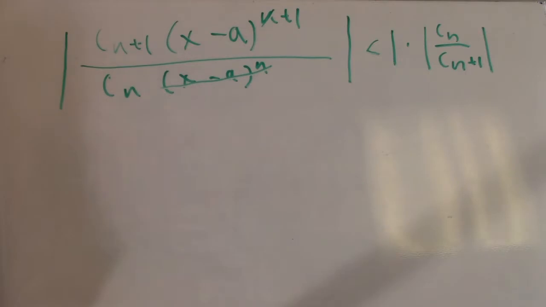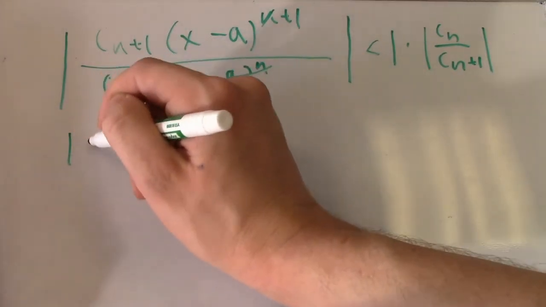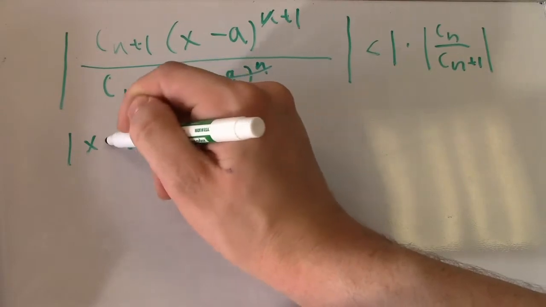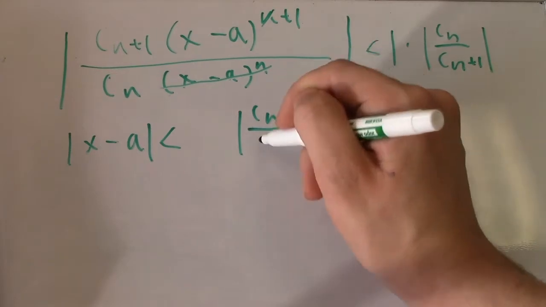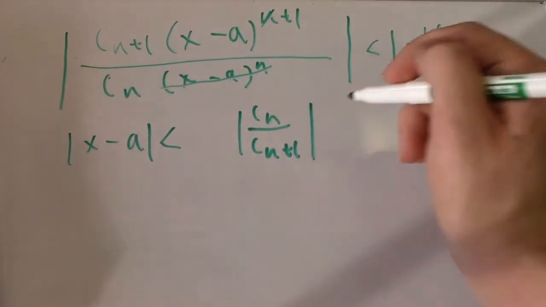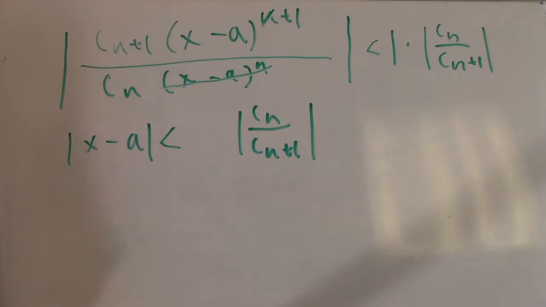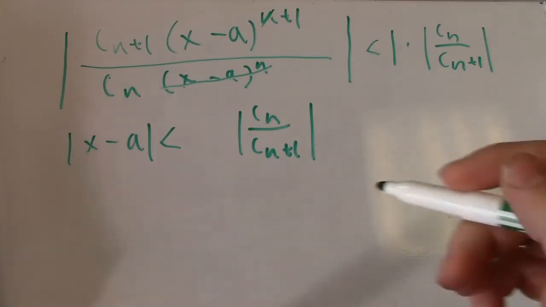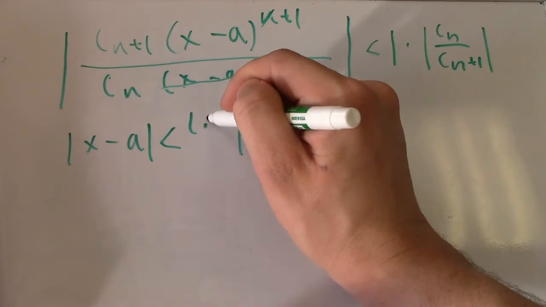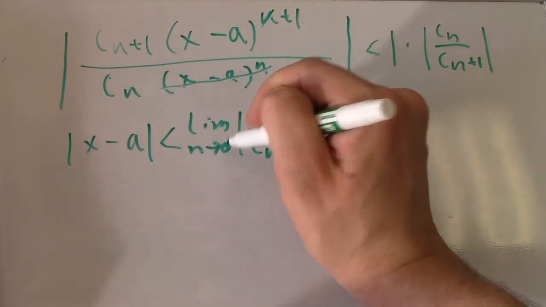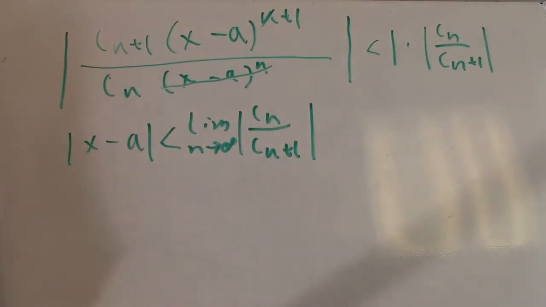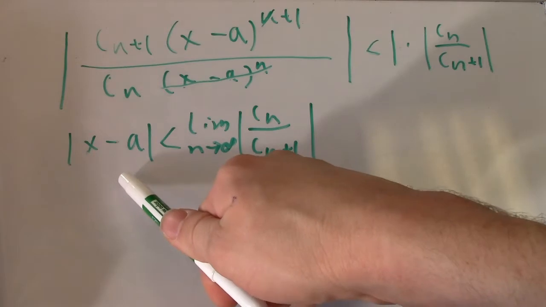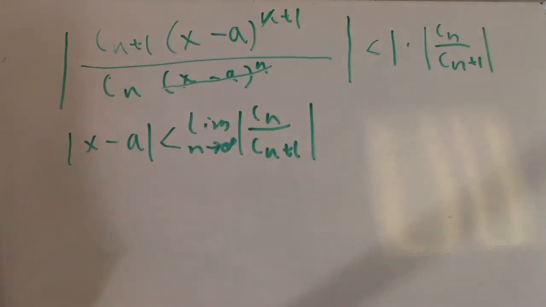So, now rewriting this out, we have the absolute value of x minus a is less than the absolute value of c sub n over c sub n plus 1. Now, we do still need to take this as the limit as n approaches infinity. So, for our coefficient ratio here, we'll take the limit as n approaches infinity of that. We don't need to do it for x minus a because there is no n there. The limit as n approaches infinity of x minus a is just x minus a. It's pointless to have the limit in there.